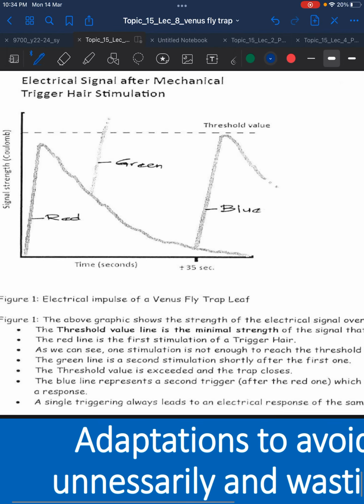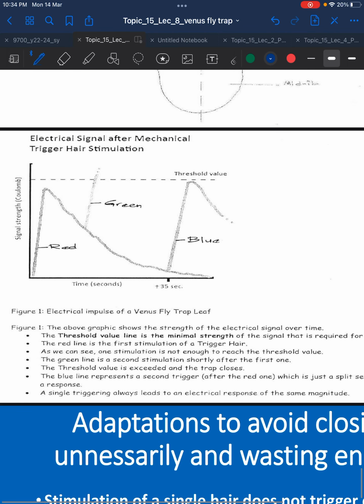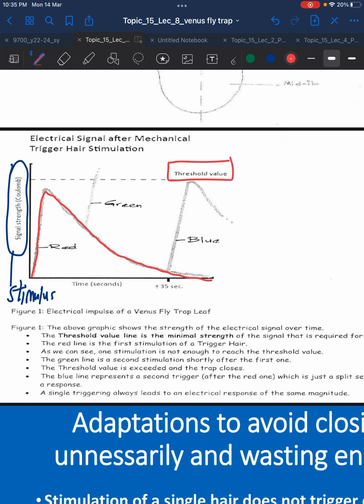Now this is a good one here. Look at the strength of the stimulus. Let's have a look here. The red line is the first stimulation of a trigger hair. See the red line here: when the first hair is deflected, it doesn't reach the threshold value.